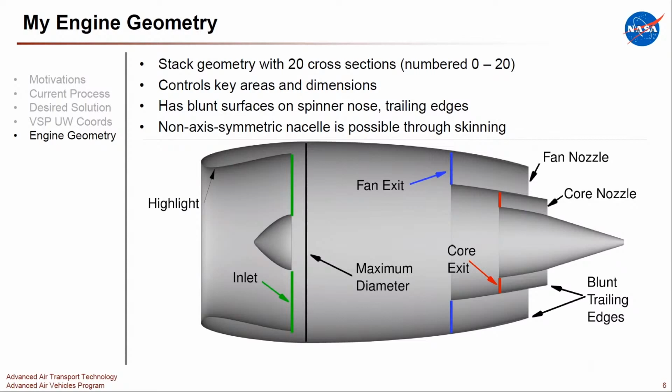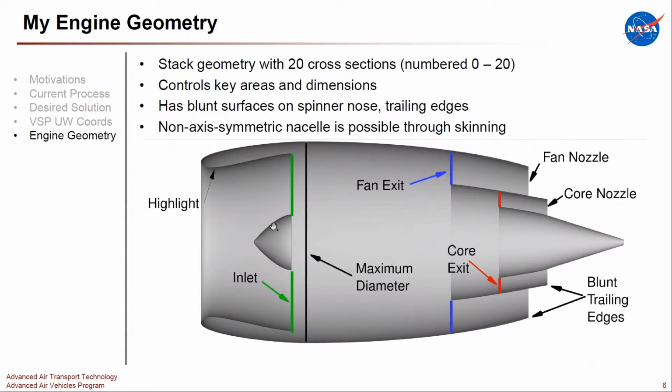this is what my geometry looked like. This is exported from TechPlot, so it's a little bit cleaner and highlighted. But I had 20 cross sections. That's 21, but it's numbered from 0 to 20. You can control the key areas and dimensions, right? So the inlet area, the exhaust areas, the maximum diameter of the nacelle, the highlight diameter and where all those are located. And for my example, I just used an axisymmetric nacelle for convenience, but certainly if you wanted a non-axisymmetric nacelle, either because you want kind of a droop or something like that, you can do that through skinning.